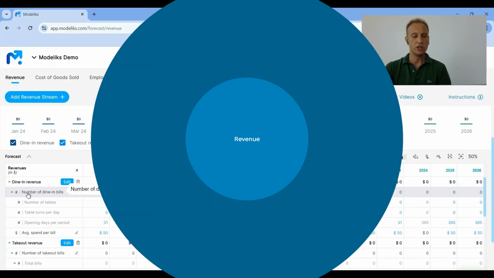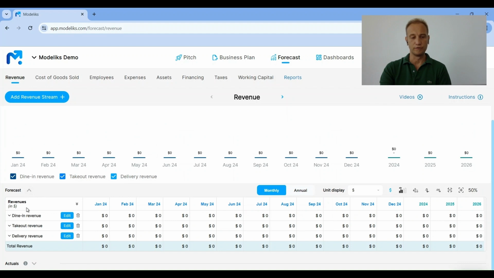Now, in order to calculate our revenues, most restaurants will have three types of revenue streams. One is dine-in revenue from people eating inside the restaurant. Number 2 is takeout revenue, and number 3 is delivery revenue. Now, let's start with dine-in revenue.